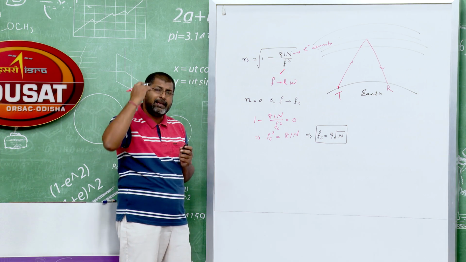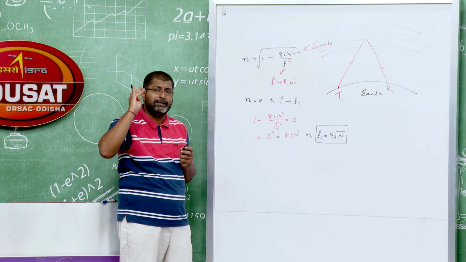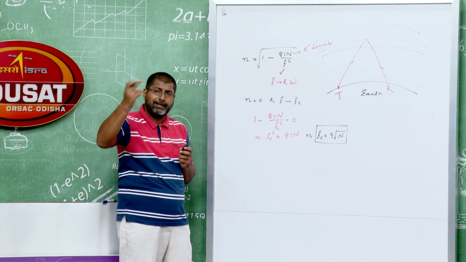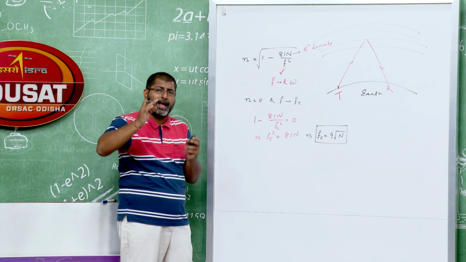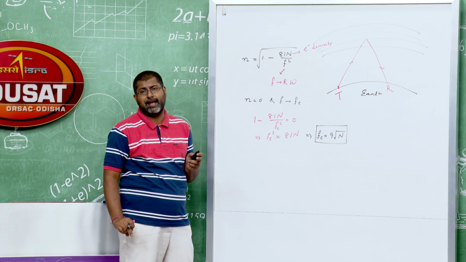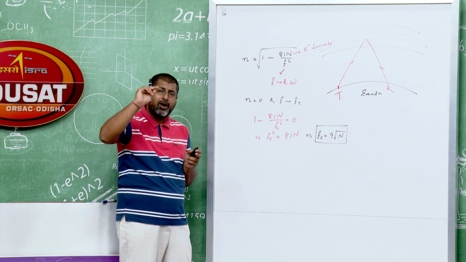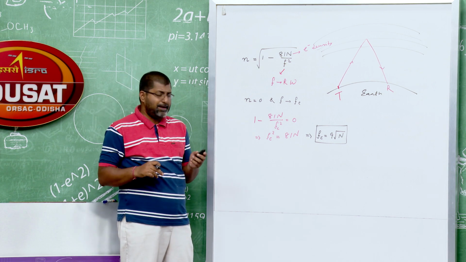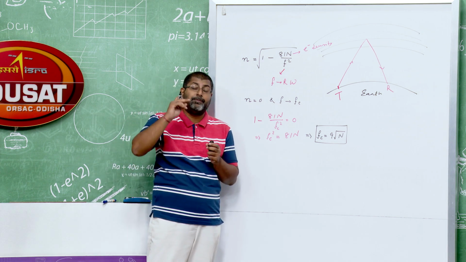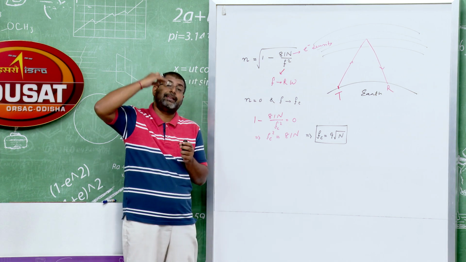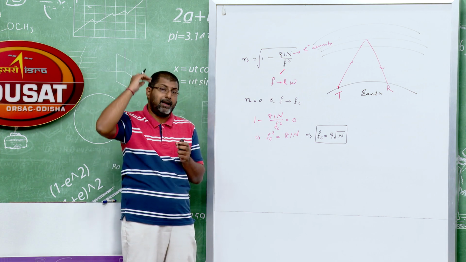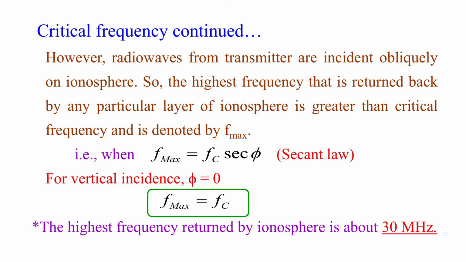particular layer. Ionosphere has 4 layers D, E, F1 and F2, and in the night this F1 and F2 layer merge to give a single F layer, and the critical frequency of this highest F layer is 10 megahertz. That does not mean that beyond 10 megahertz it will escape into outer space, because transmitters generally send radio waves obliquely on the ionosphere. That means, generally radio waves from the transmitter fall on the ionosphere obliquely.